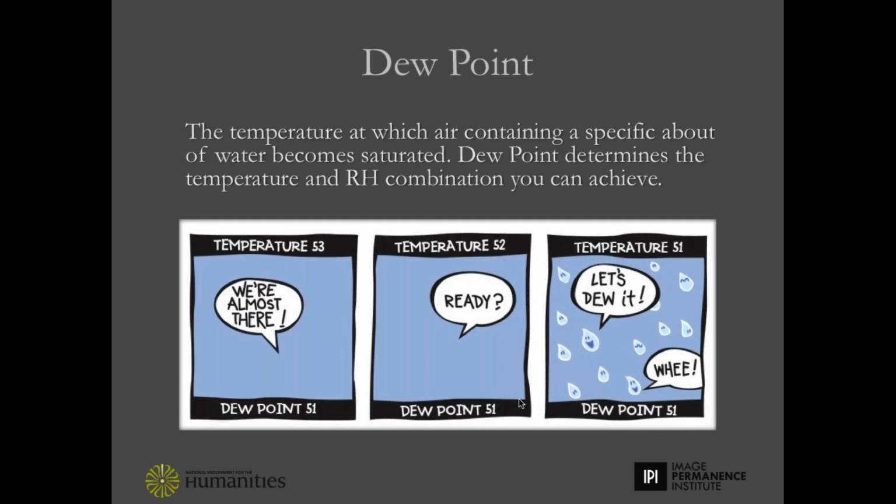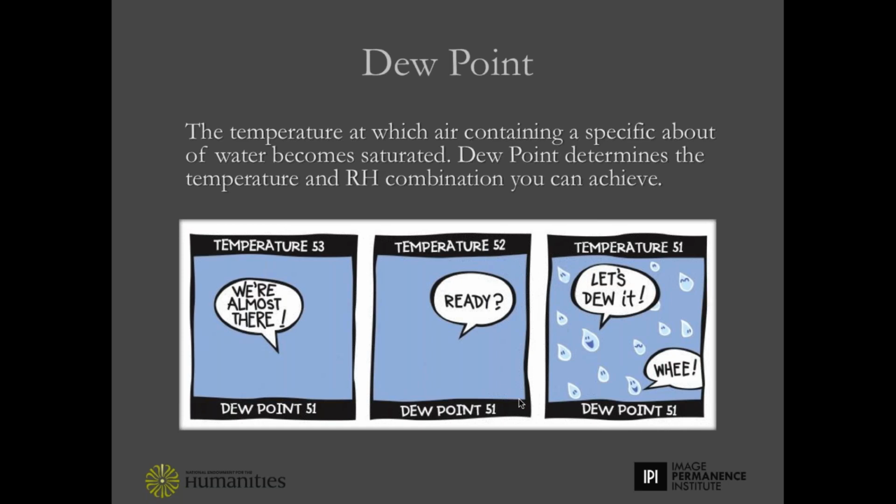I would be remiss if I didn't mention dew point. Sometimes it's called dew point temperature. Dew point is a measure of the absolute amount of water in the air. It is also the temperature at which air cannot hold all the moisture in it and it condenses. In your storage facility, outdoor dew point and indoor dew point are going to be the same unless the inside air is being humidified or dehumidified. Dew point determines the temperature and relative humidity combination you can achieve. We'll go into more detail about that later.